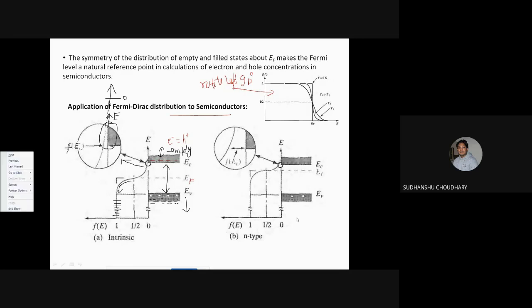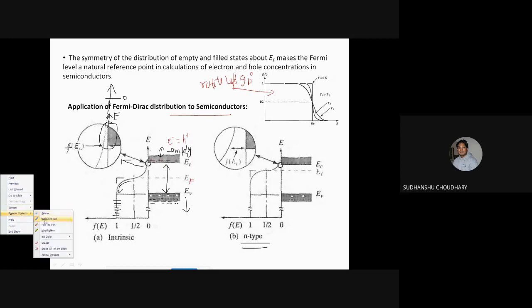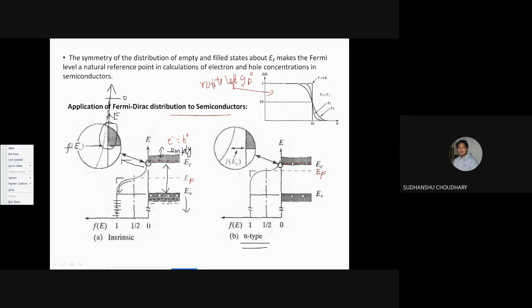Now similarly, one can relate the Fermi distribution function to an n-type semiconductor. For example, here, for an n-type semiconductor, the Fermi level is near the conduction band edge, that is the bottom of the conduction band. Okay. Now, since the conduction band has more electrons. Okay. So in an n-type semiconductor, you have more electrons in the conduction band than holes in the valence band. Okay. So of course, you have electrons in the valence band.